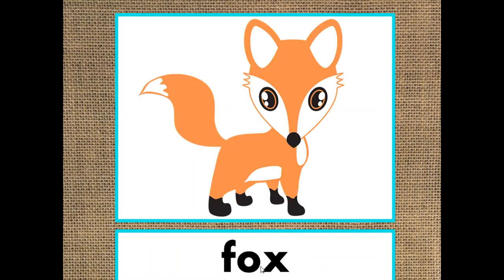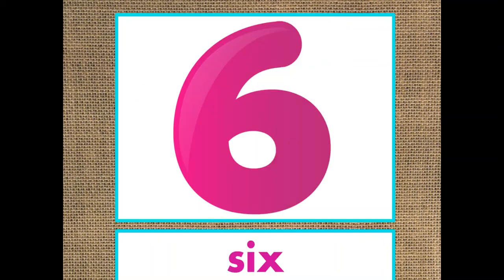Here we have a picture of a fox. Can you say fox? We have the sound X for the letter X after the sound aw, and it's at the end of the word. Here's our number word, 6. Can you say 6? Good. We have X after the sound I.